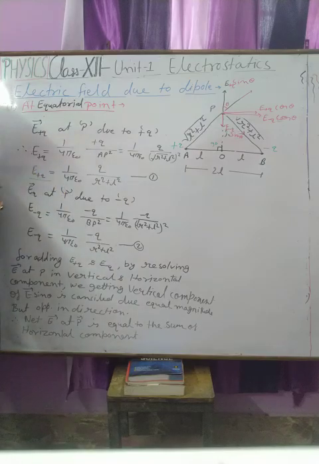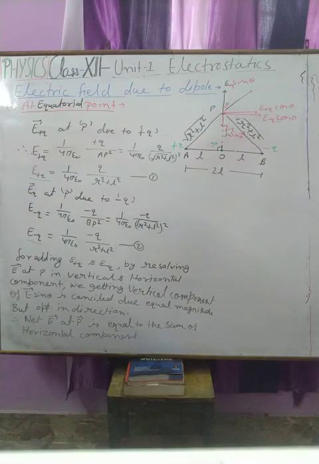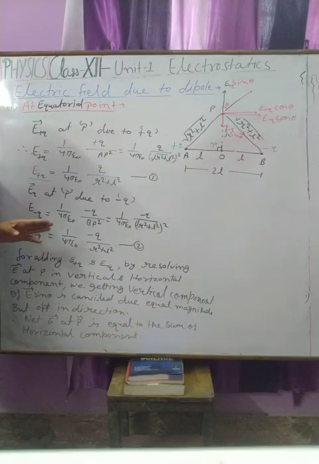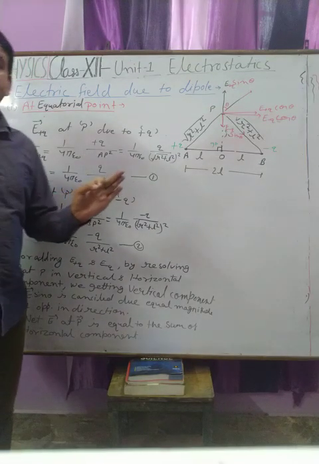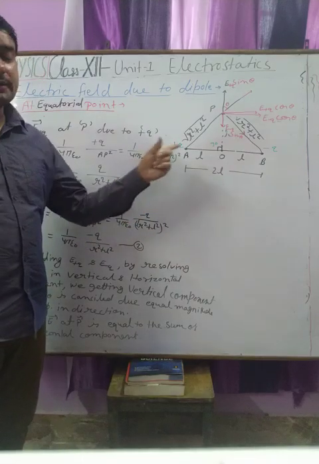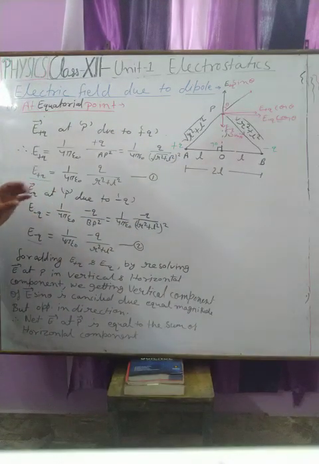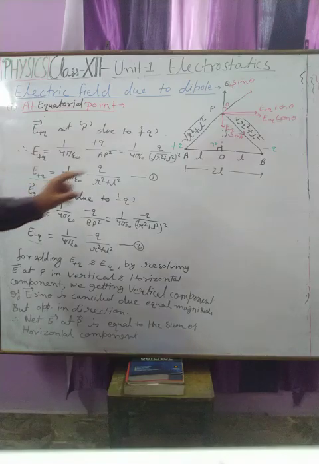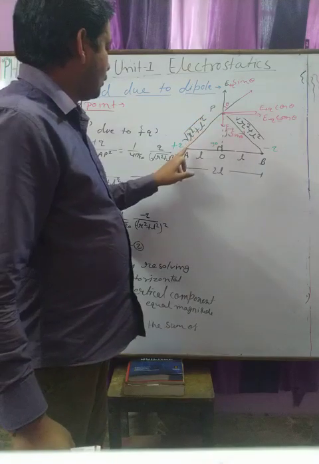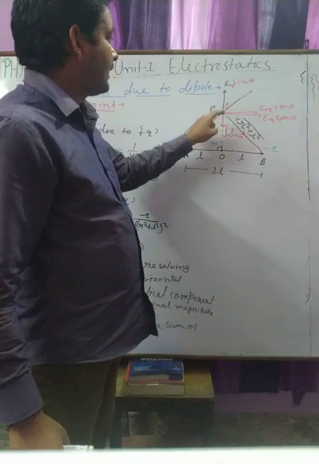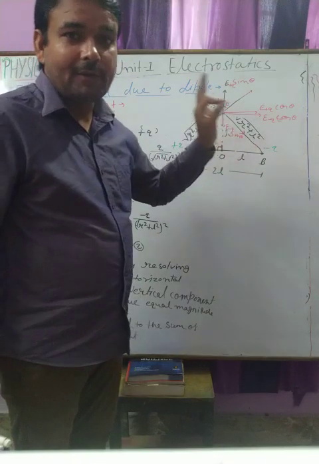Here student, it is observed that the value of electric field due to plus Q charge and electric field due to minus Q charge is equal and opposite in direction. So if we are adding directly then they cancel. So for adding the two values of electric field we are taking the help of vector resolution. We are now depicting the electric field at point P due to the positive charge and due to the negative charge by using the vector rule.